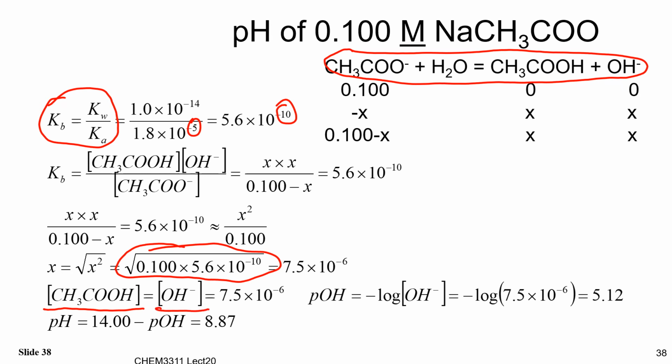So if we take the negative log of that, we get 5.12. That is not our answer. If that were the pH, that would mean it was acidic, and we predicted a basic salt. That's not the pH, that's the pOH, so we have to subtract it from pKw, and that gives us a basic pH of 8.87.